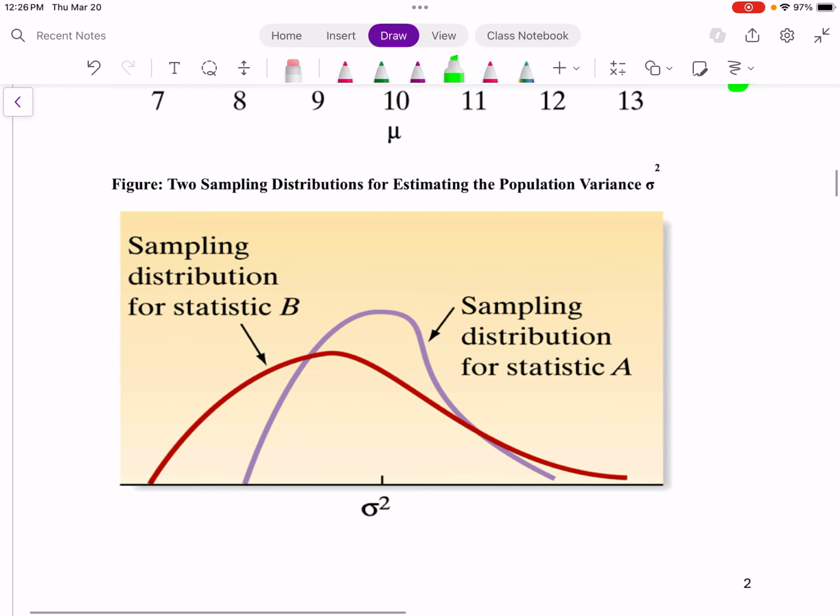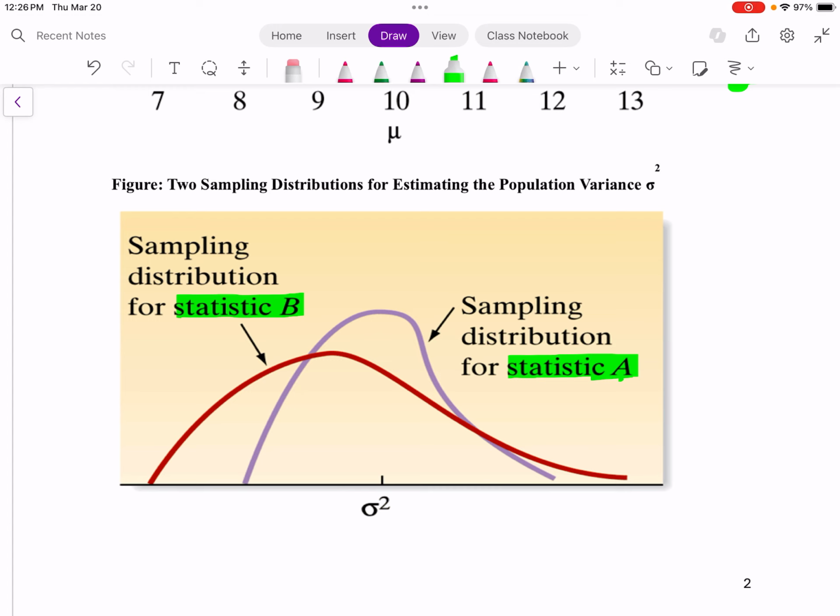Now here we have two sampling distributions. We have a red smooth curve, which is the sampling distribution for our statistic B, and a purple smooth curve for the sampling distribution of statistic A. Now here, statistic A, statistic B. So what are A and B? What are the possible options for A and B?